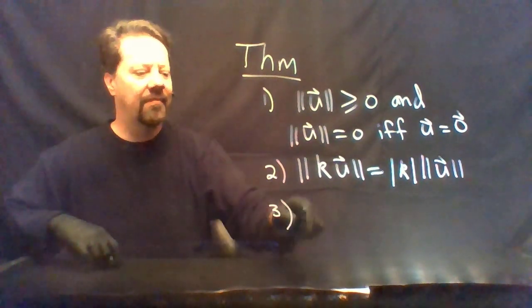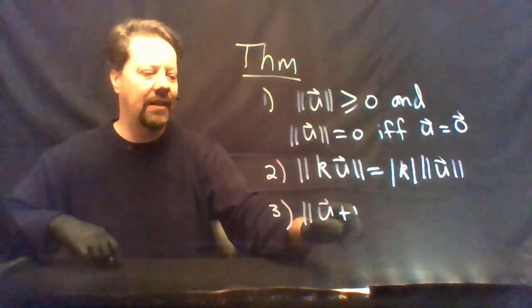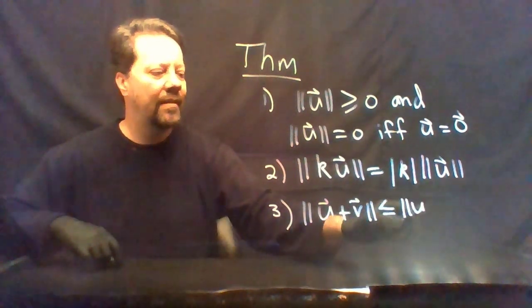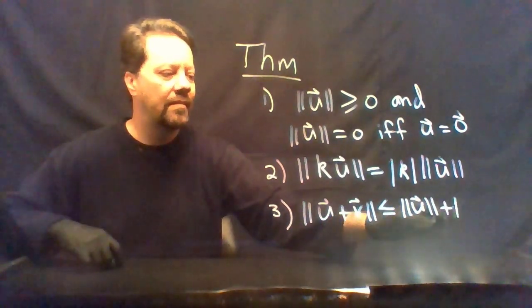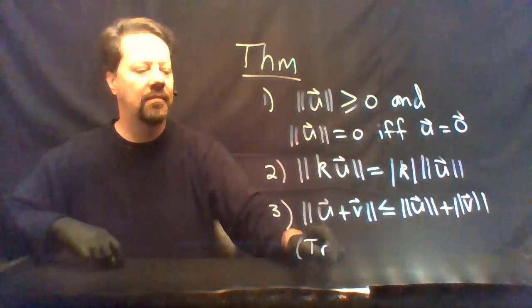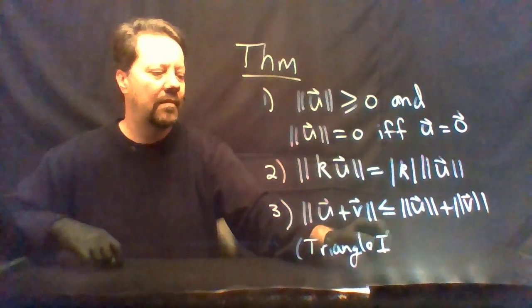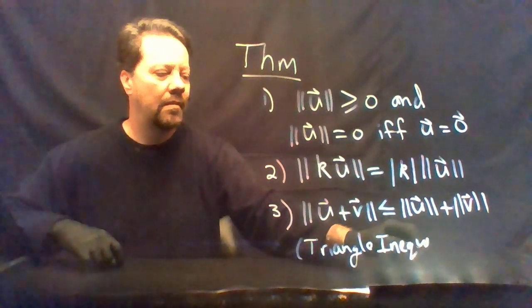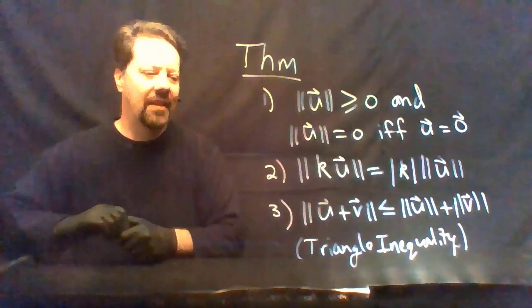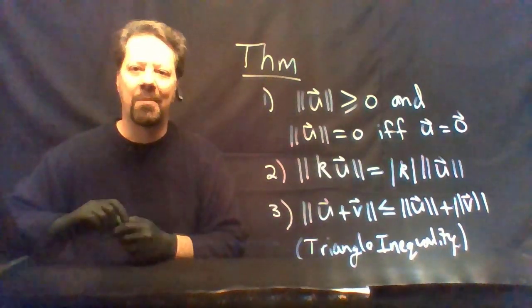And finally, we have what is called the triangle inequality. We'll show this in a moment. Let's go back up and look at property number 1.